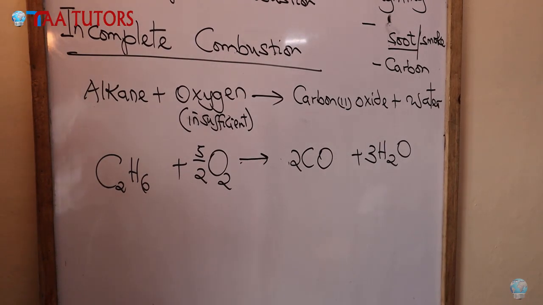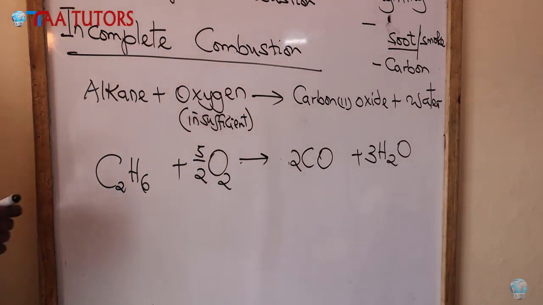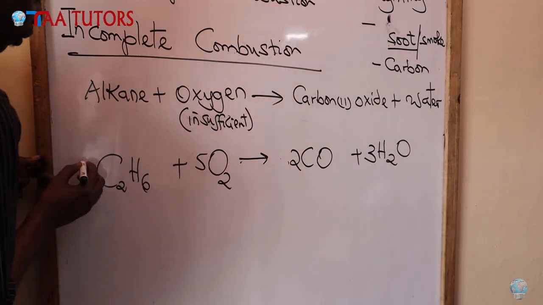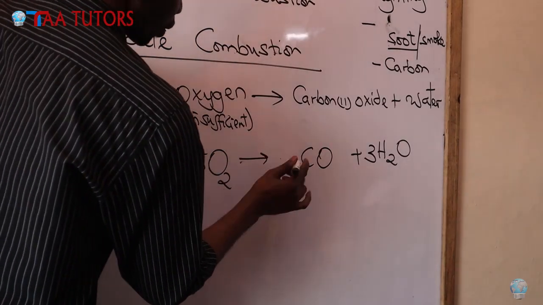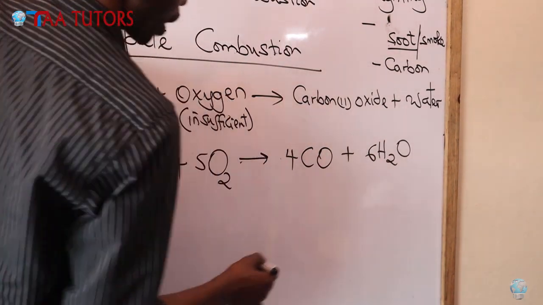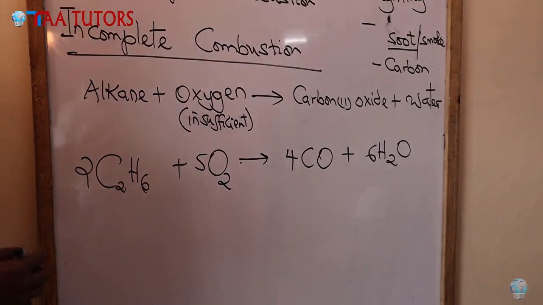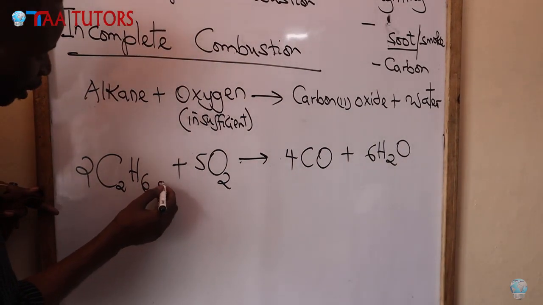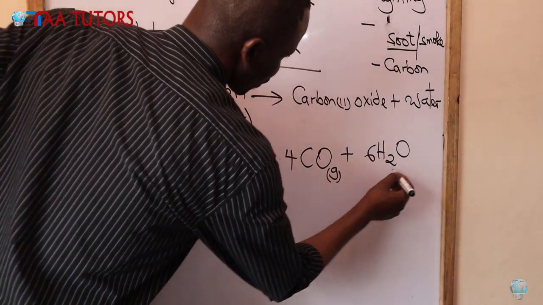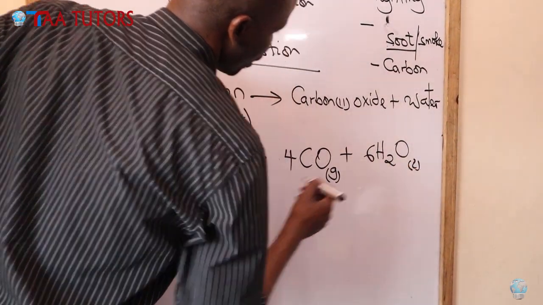Like I said before, if you don't want to use fractions, you can simply remove the fraction by saying this is going to be 5, this is going to be 2, this is going to be 4, and this is going to be 6. Now we have a chemical equation where this is a gas, this is also a gas, this is also a gas, and this is a liquid.